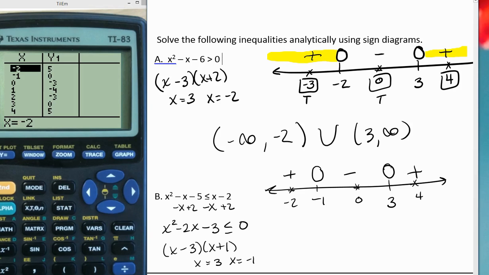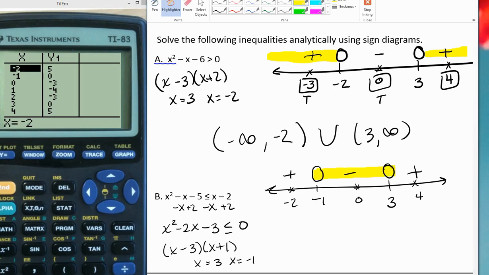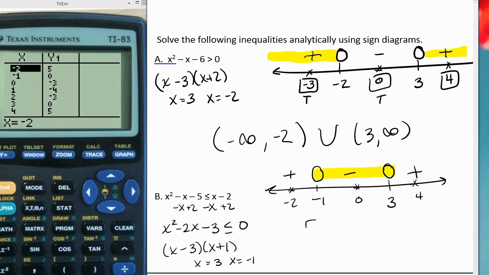Now we want when it's less than or equal to 0 this time, so that would be the one where it's negative. And since it's less than or equal to 0, we'll include the zeros. So in interval notation, this would be with brackets from negative 1 to 3.